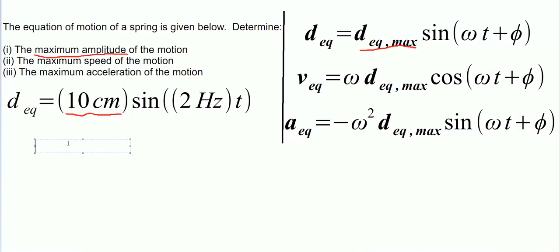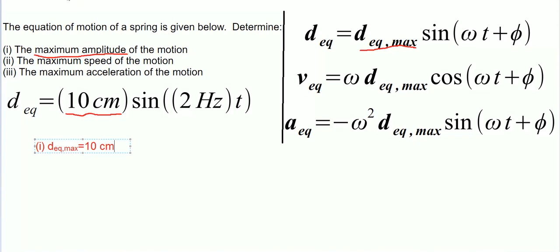So if your goal is to find the maximum amplitude of the motion, you can measure it from a graph or something like that, but if somebody provides you with a characteristic equation, it is rather easy to find. It's simply going to be the number outside of the trigonometric function. So here, it's literally just 10 centimeters, and that's honestly all that you have to do.